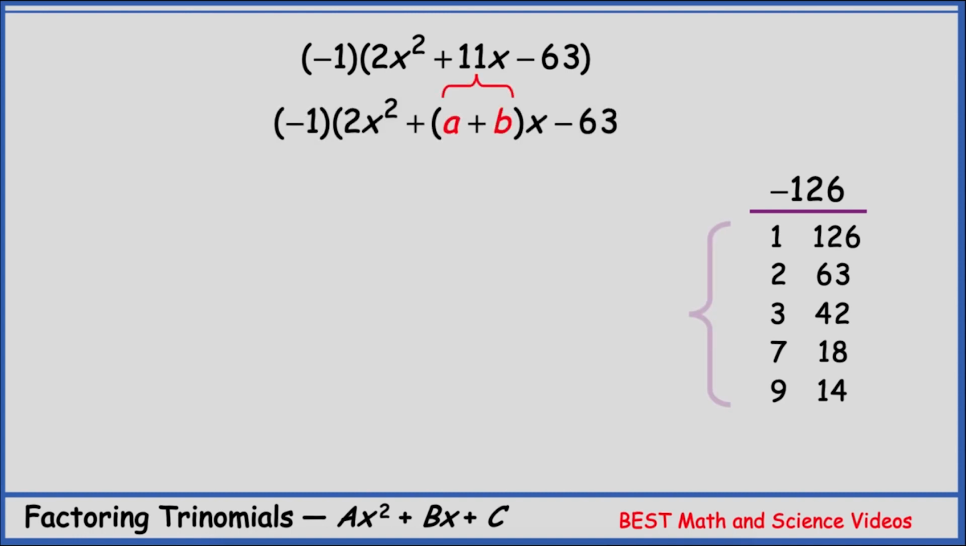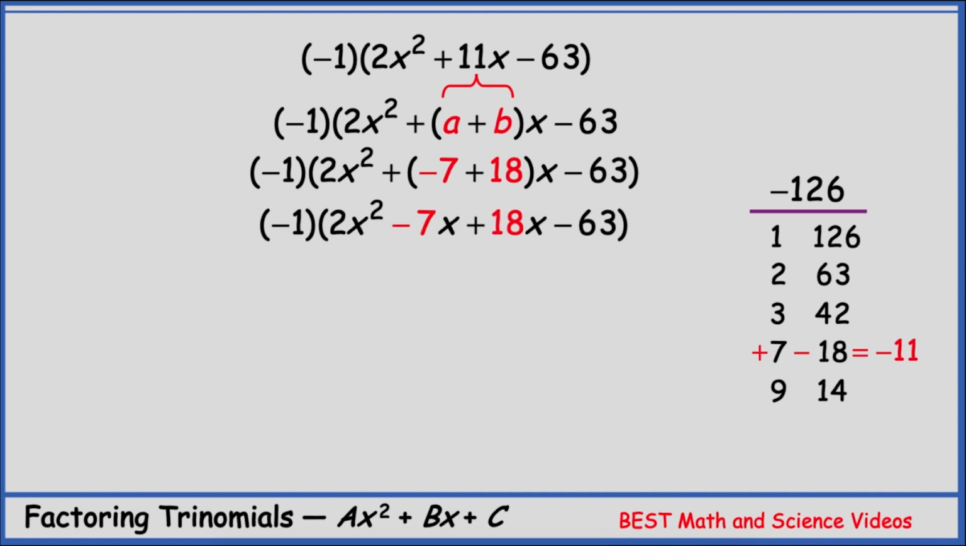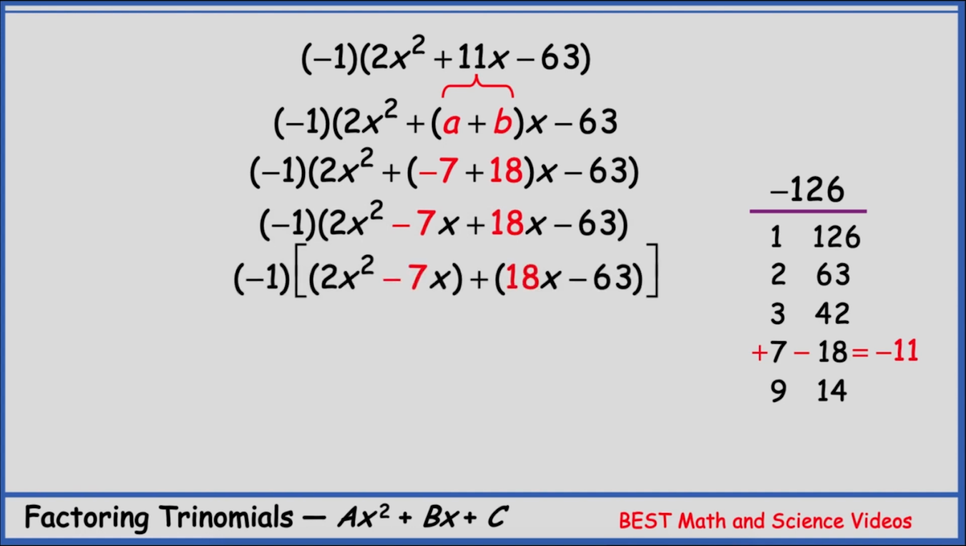So look back at the possible integer pairs. You can see that adding negative 7 and 18 gives 11. So substitute negative 7 plus 18 into the expression and multiply. Group the first two terms and group the second two terms in brackets. What is the greatest common factor of each group?